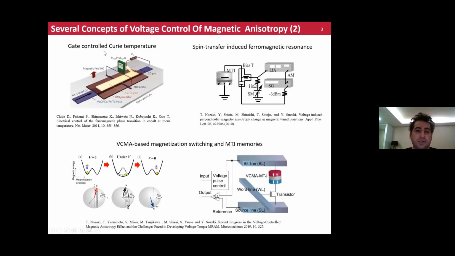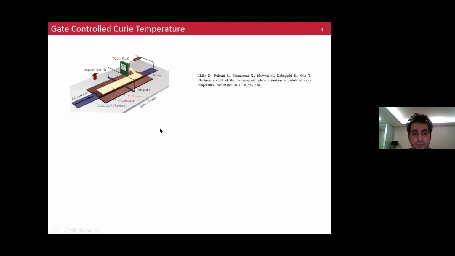Let's start with gate-controlled Curie temperature. In 2011, Daichi Chiba and his group showed that we can manipulate the magnetic anisotropy and Curie temperature of a ferromagnetic material. In their studies, they used MgO, cobalt, platinum, and tantalum materials for investigation. This material provides a perpendicular magnetic anisotropy.